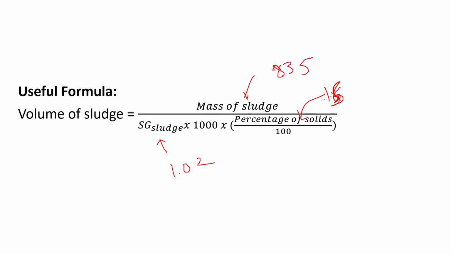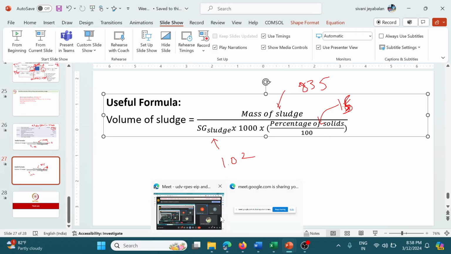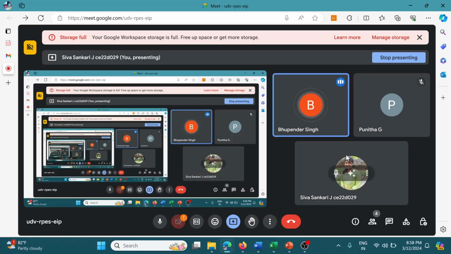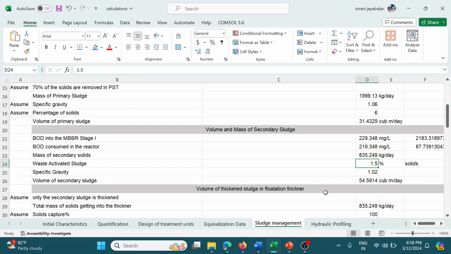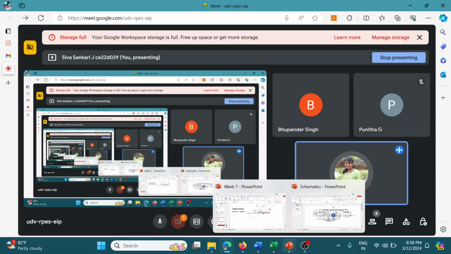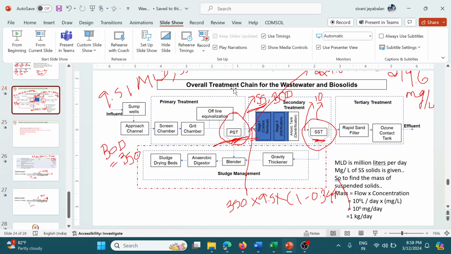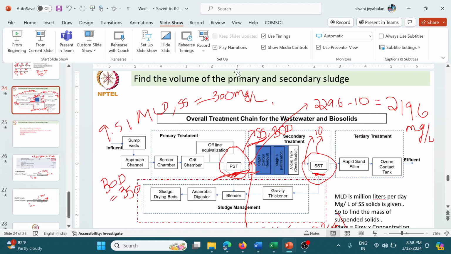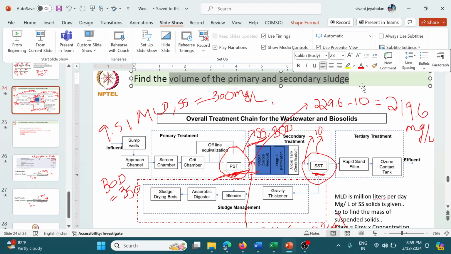It's 54.57. It is correct. So now you have found the volume of the primary sludge and the volume of the secondary sludge. That was the thing asked in the question, right? See the question, primary and secondary sludge volume. So now you have found the primary and secondary sludge volume.